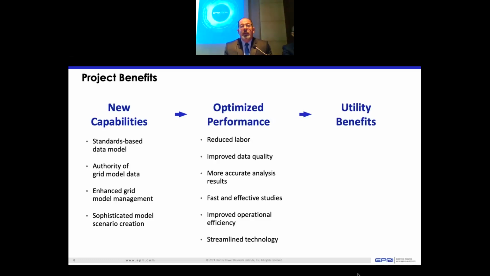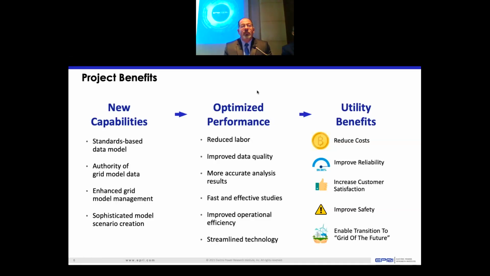So again, the benefits to PEA specifically are reduced internal costs, labor costs to staff spending a lot of time maintaining, validating the data in their models, improved reliability of the grid, allowing your staff to practice their engineering disciplines and not data management, increased customer satisfaction as they have a way to connect distributed energy resources, electric vehicle charging stations, AMI meters, and also improves safety and enables the transition to the grid of the future.